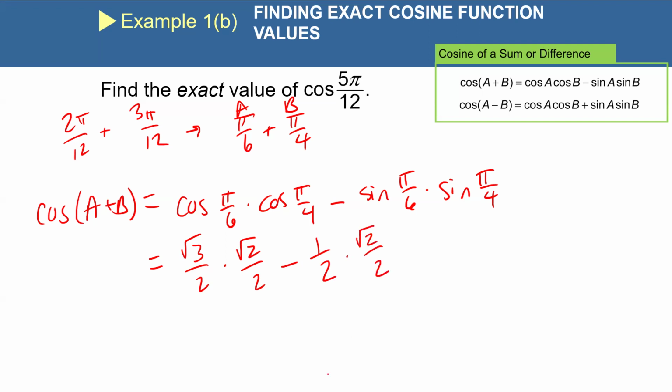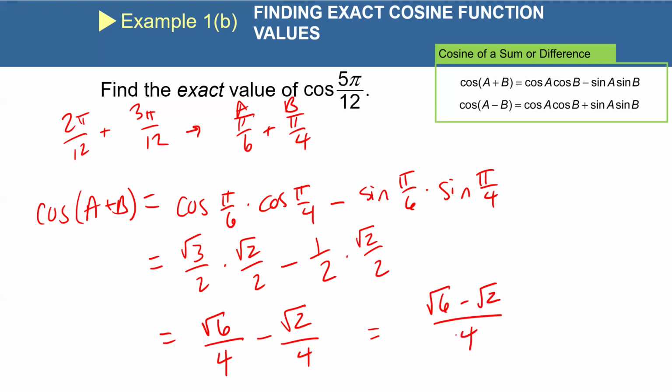Okay. And now we're going to simplify it. Remember when you're multiplying fractions, it's numerator times numerator, denominator times denominator. So we're going to multiply our fractions. And we get the square root of 3 times the square root of 2 is square root of 6. 2 times 2 is 4. 1 times the square root of 2 is square root of 2. And 2 times 2 is 4. When the denominators are the same, you can do what with the numerators? Combine them. So we get square root of 6 minus square root of 2 all over 4. And that equals the cosine of 5 pi over 12.